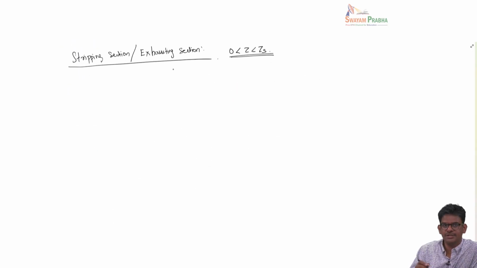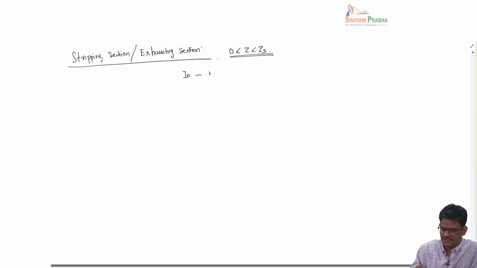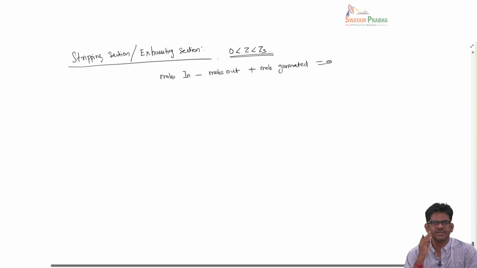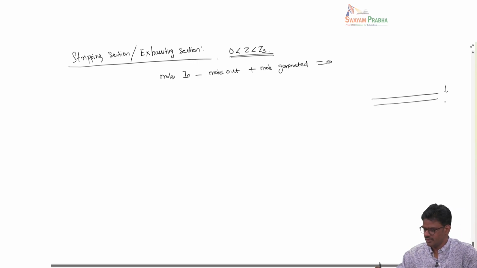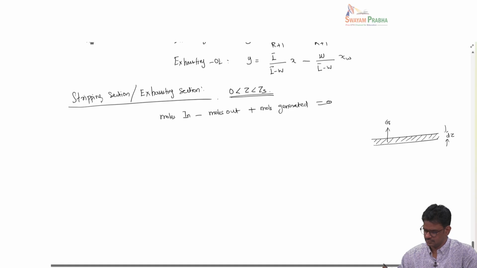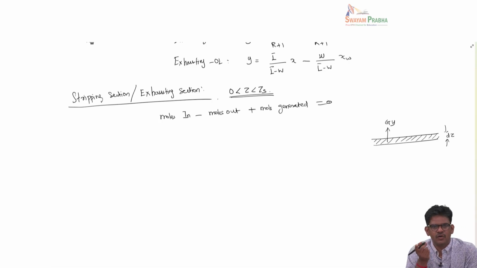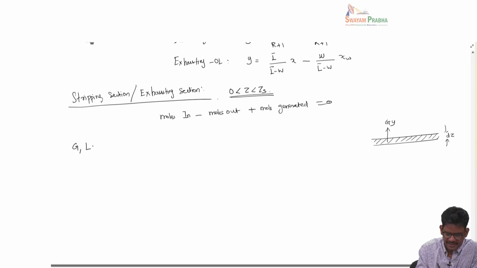Okay. Since it's a continuous steady state operation, we write moles in minus moles out plus moles generated or lost is equal to 0, because it's a continuous operation, there is no accumulation here. So we are talking about a thin shell of dz. Now another thing we will do is, because it's a packed column, we will denote all the molar flow rates G, L in terms of moles per unit area per unit time.